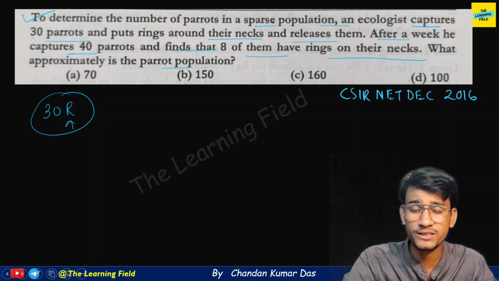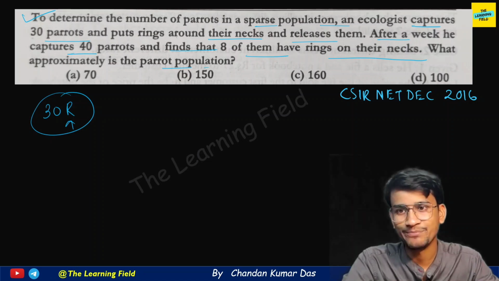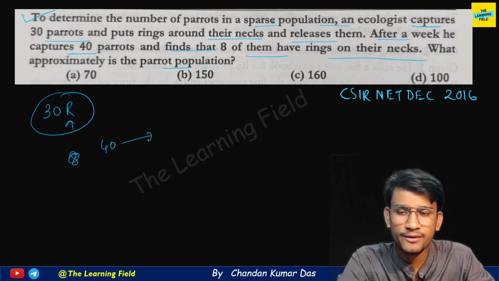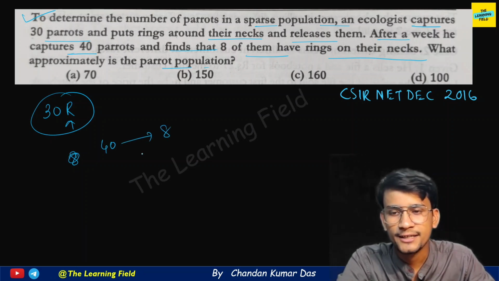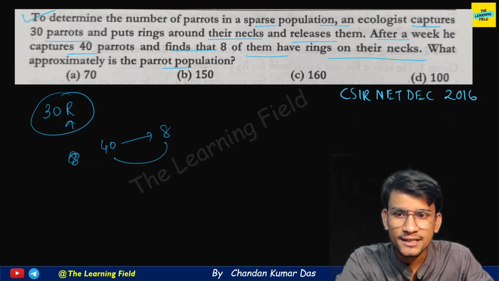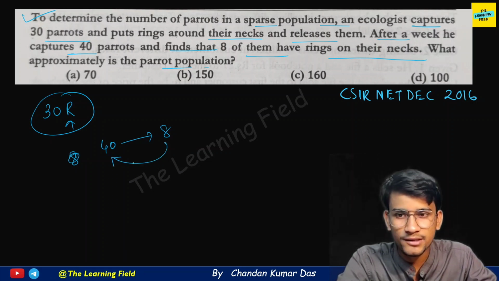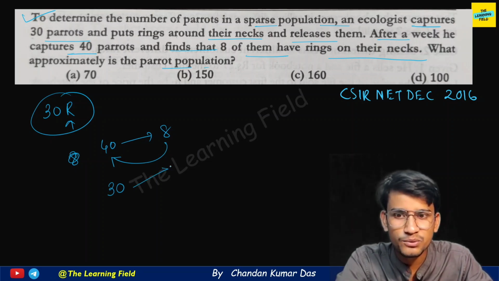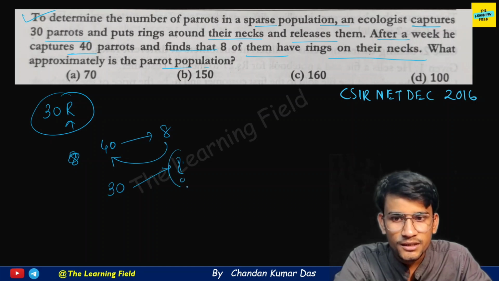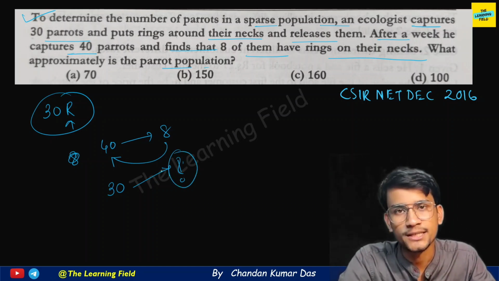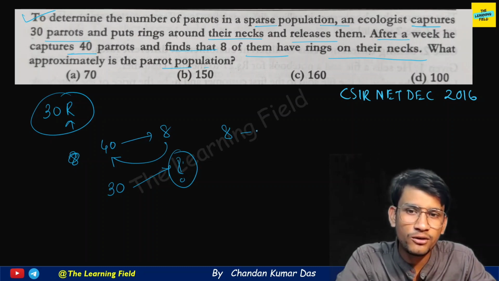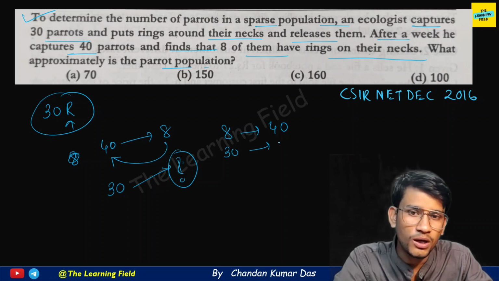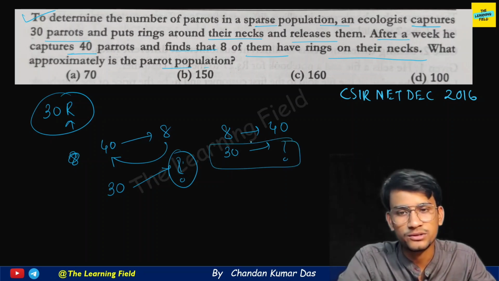So it is a very easy question if we think logically. So see, he catches 40 parrots, and in 40 parrots 8 of them contain a ring. So if 8 rings come from 40 arbitrary parrots, then total rings is 30. Then 30 rings come from what number of arbitrary parrots? So this is the approximate population, we can say. So if 8 goes to 40, then 30 goes to what? If we solve this, then our question is already solved.